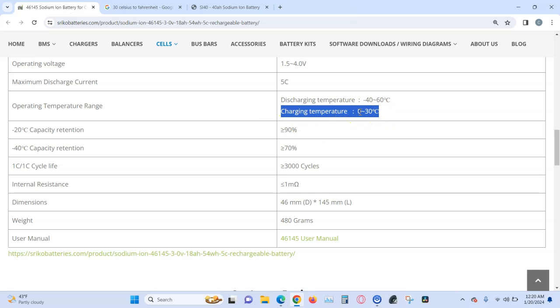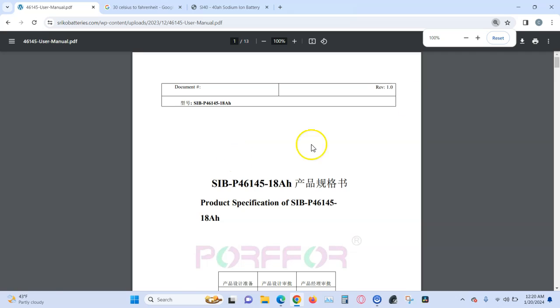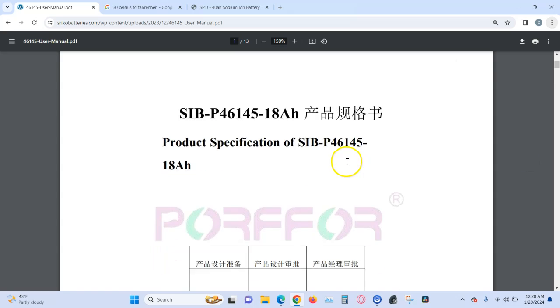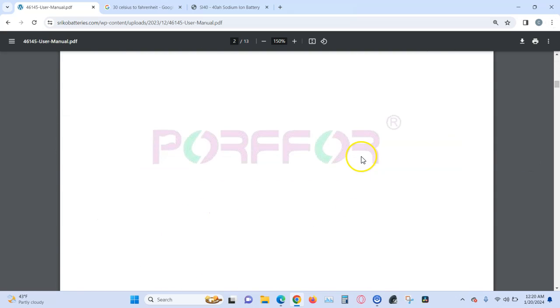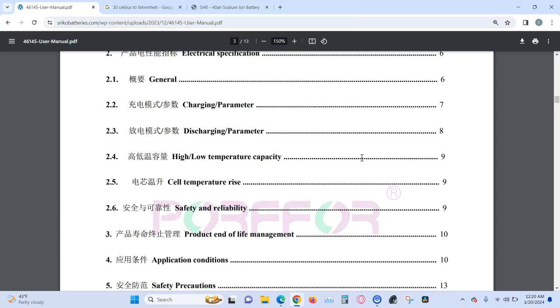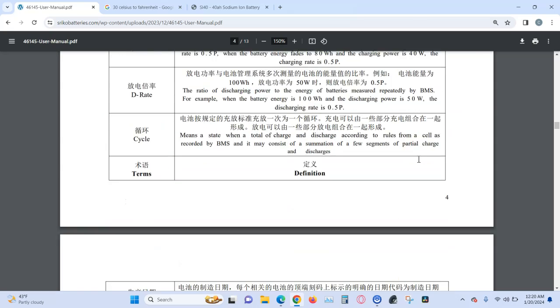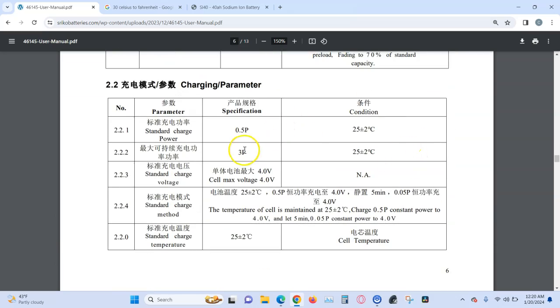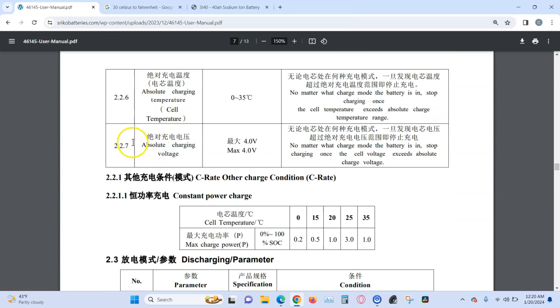Now I did call the company to verify, hey, is this really the charging temperature? And they said, go look at the user manual. This is the user manual directly from China. So let's go ahead and take a look in this. Charging parameter, let's go down to page 7. All right, charging parameter. It actually says... I don't see it yet.